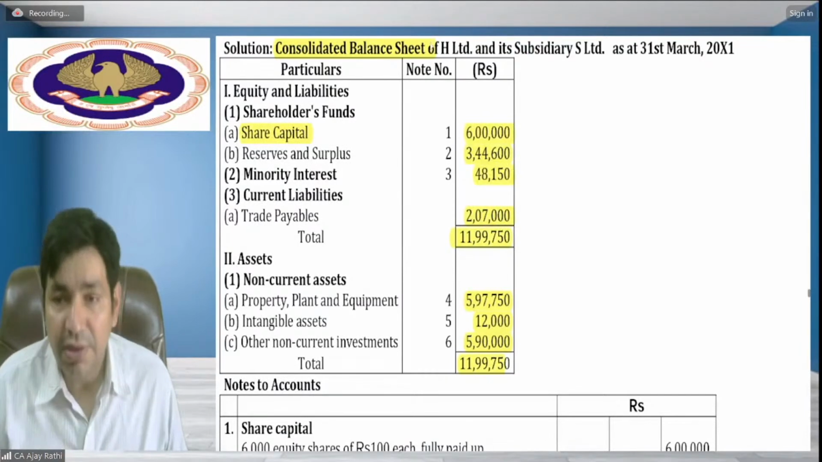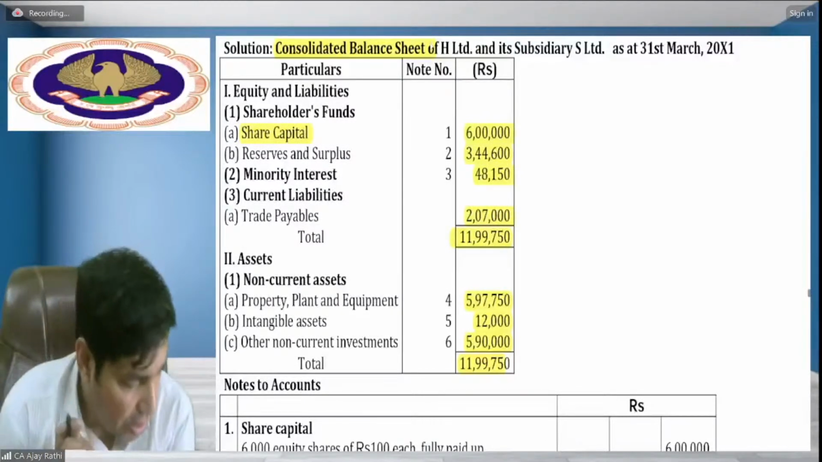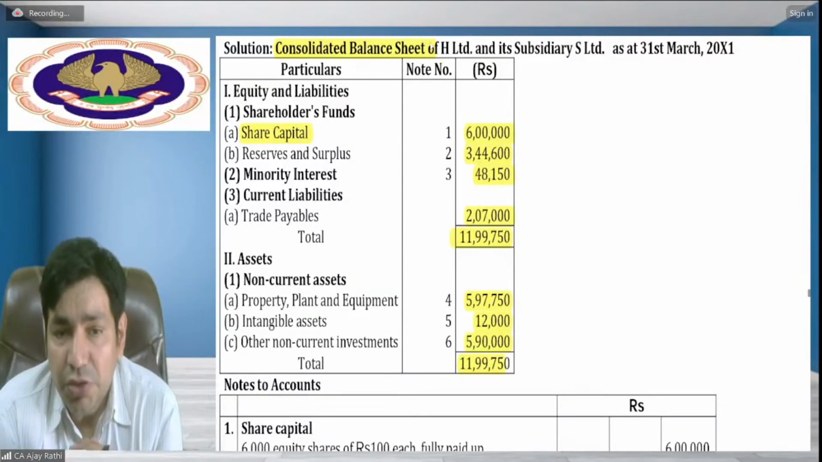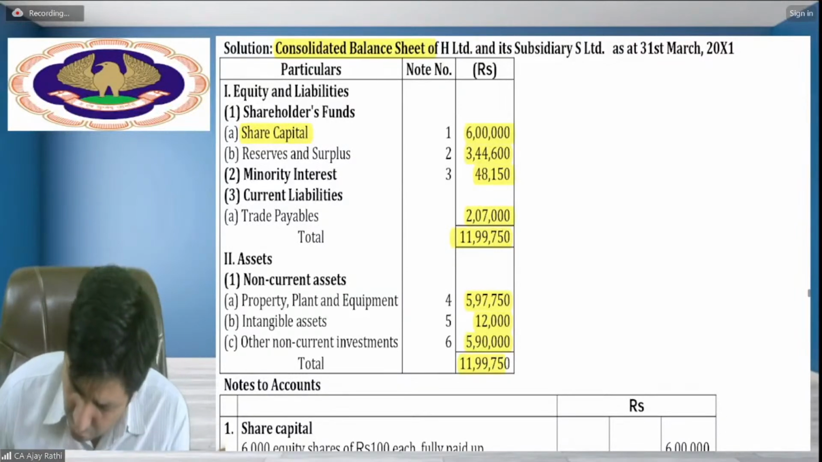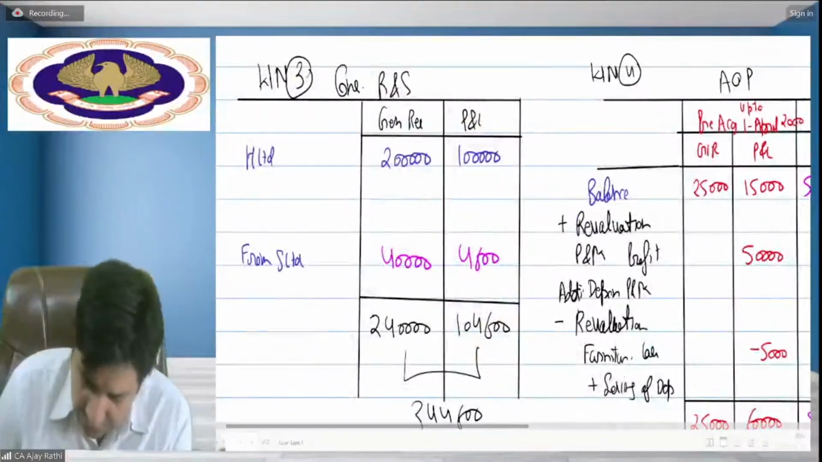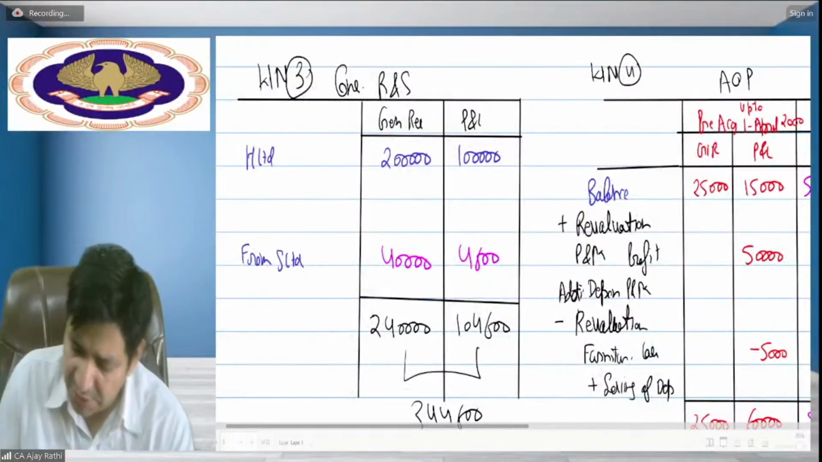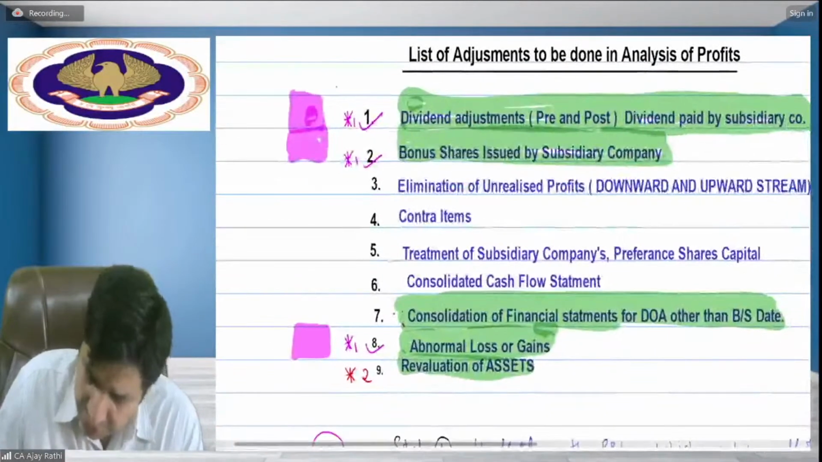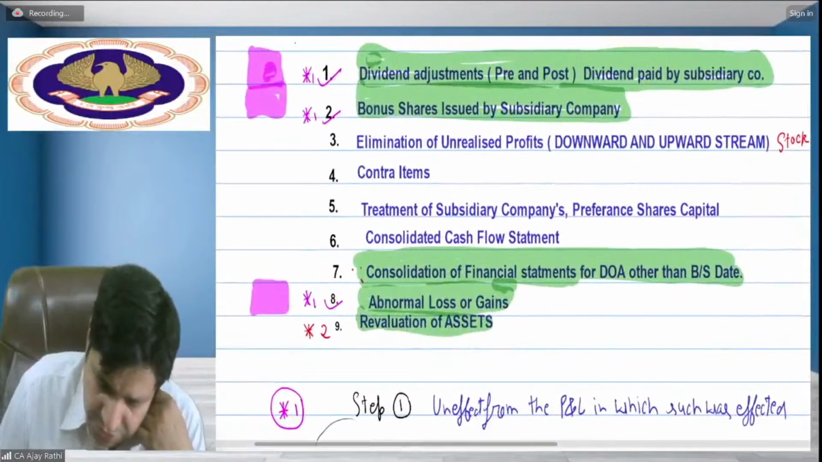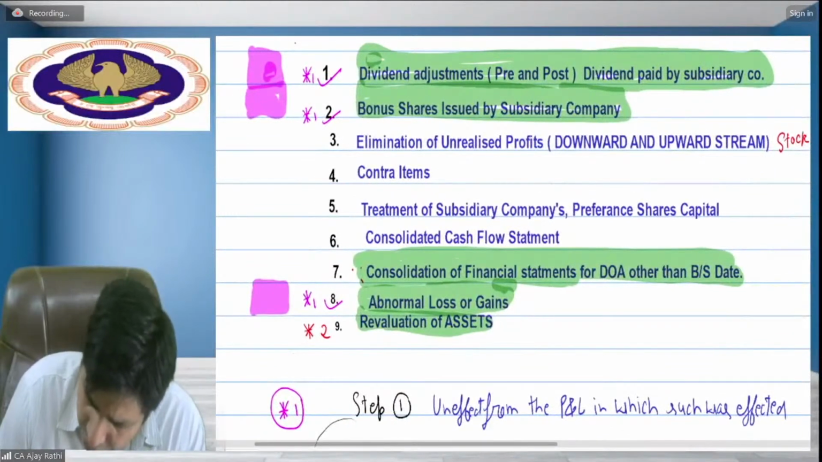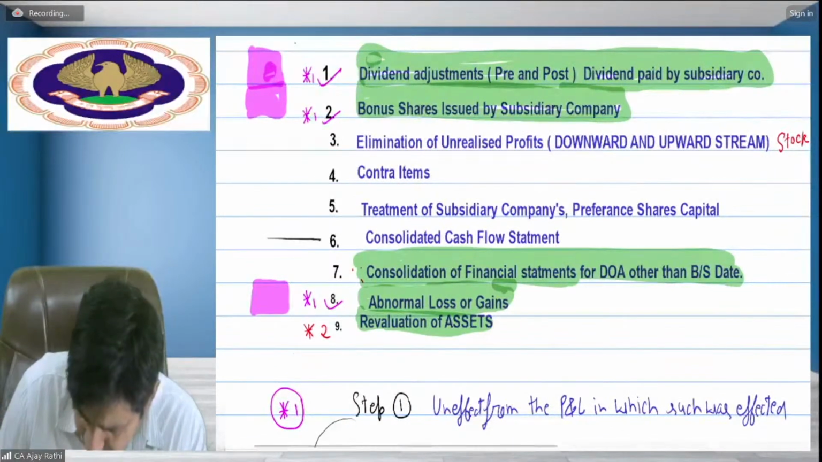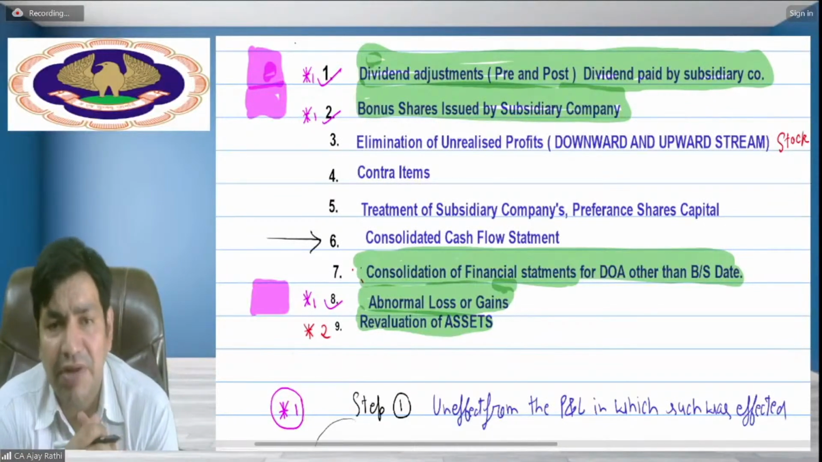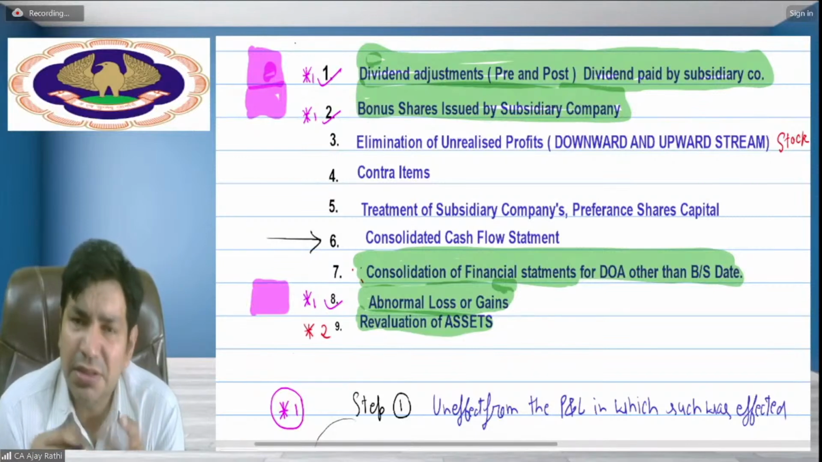Please try this question. I want to save your time and utilize your time properly. Only one concept is pending. Due to some limitation of lectures, don't worry, still I will try my best. These are only the things which you have to do yourself, because consolidated cash flow is not there, which has been asked in the exam every time. This is just for theory only.